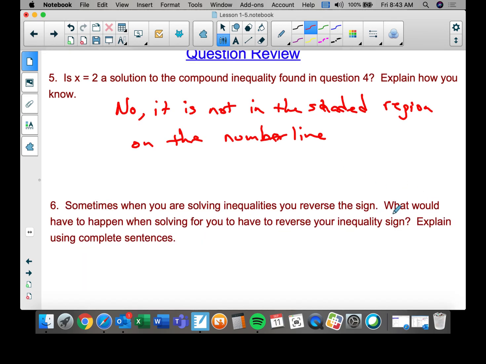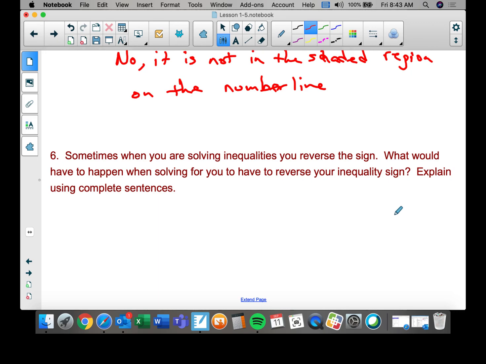And then our final question, which we have not talked about yet, but this is the one thing that's a little bit different than equations, is sometimes when you're solving inequalities, you have to reverse the sign. What would have to happen when solving for you to reverse your inequality sign and explain in complete sentences? So in that problem, if you remember back, and we'll see if you do or not, this might be one of the ones where you maybe remember doing it, but you couldn't quite remember the rules.